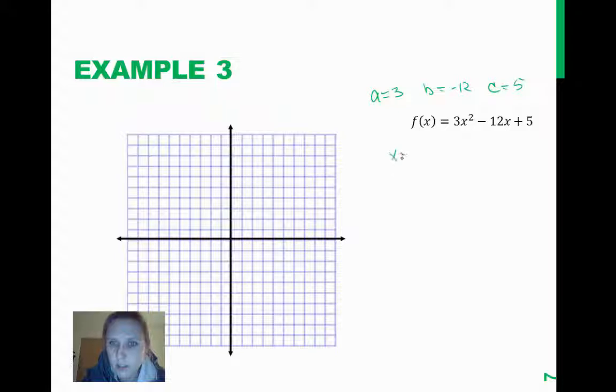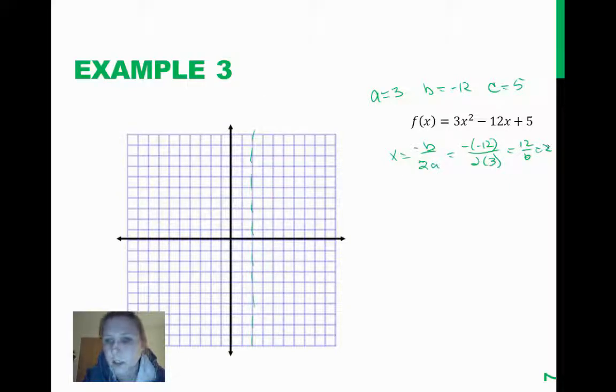That's going to be x equals -b over 2a, which is going to be negative of -12 over 2 times 3, and that means 12 divided by 6, which equals 2. So our axis of symmetry is here at 2.